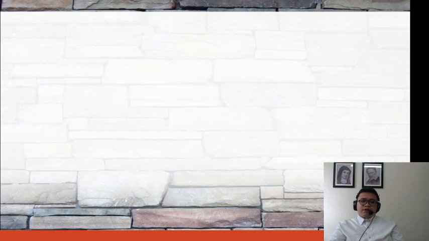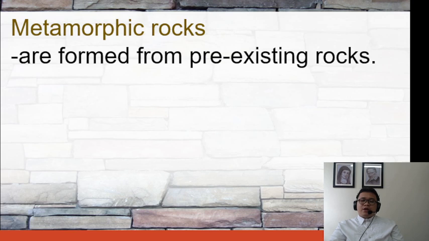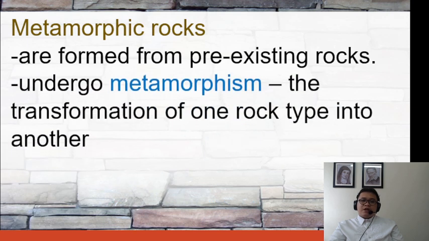Let's move on to another example. Let's go now to metamorphic rocks. Metamorphic rocks are formed from pre-existing rocks. Look at the keyword there, from pre-existing rocks, meaning they have undergone metamorphism, which is the transformation of one rock type into another.